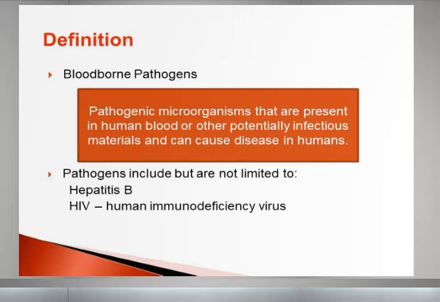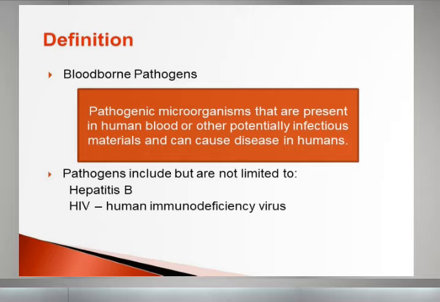So, bloodborne pathogens, they are pathogenic organisms, microorganisms, that are present in human blood or other potentially infectious materials, OPIM, and can cause disease in humans. So let me unpack OPIM.